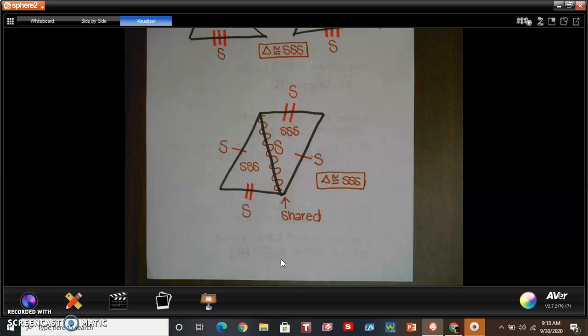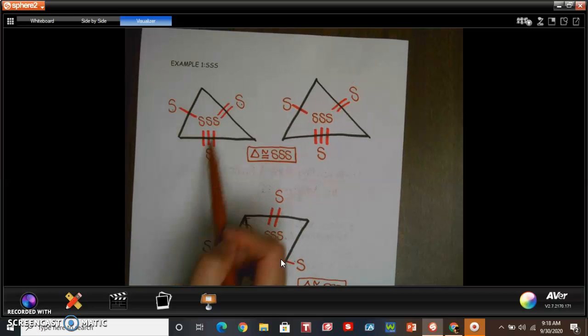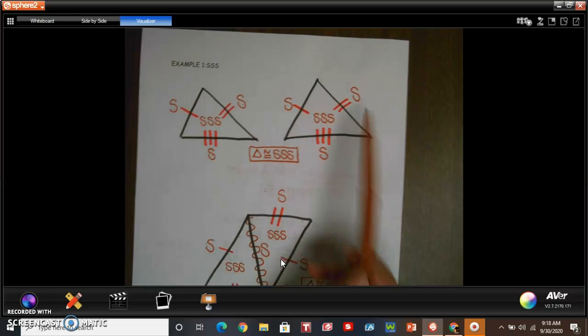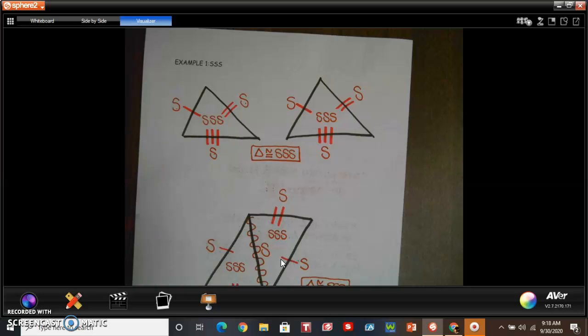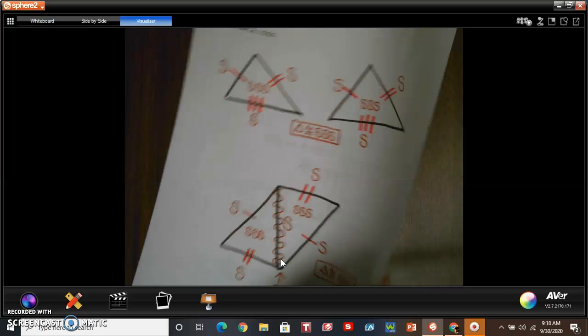Okay? If they both, let's say up here, this one said side, side, side, but this one only said side, side, since they didn't match, they would not be congruent, okay? They have to match to be congruent. All right, let's talk about our next one.